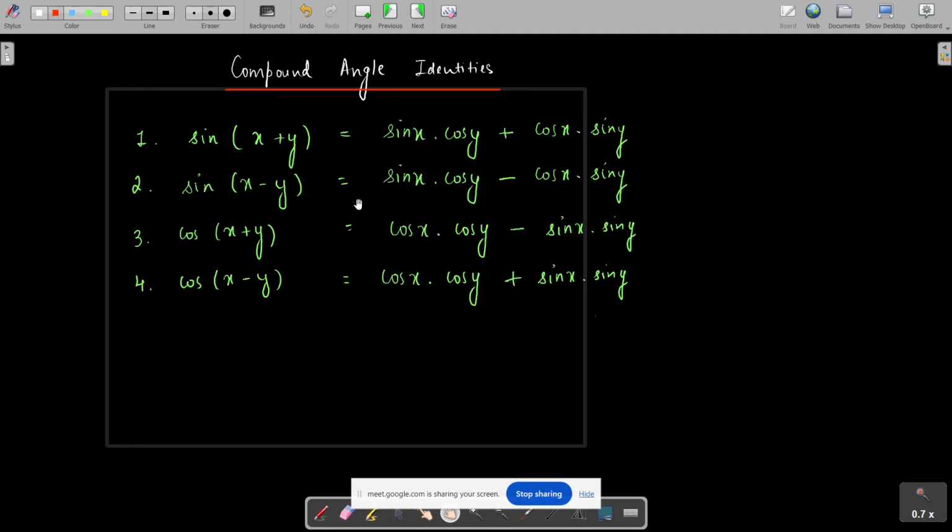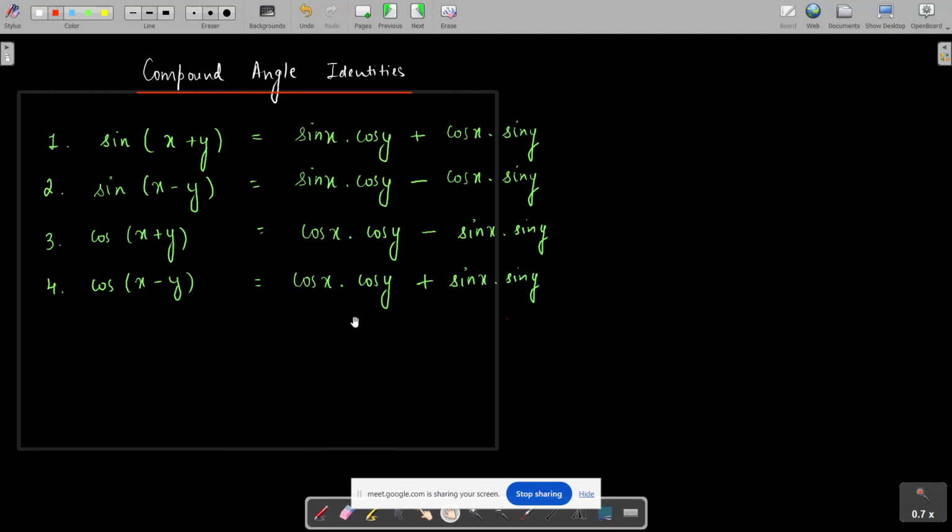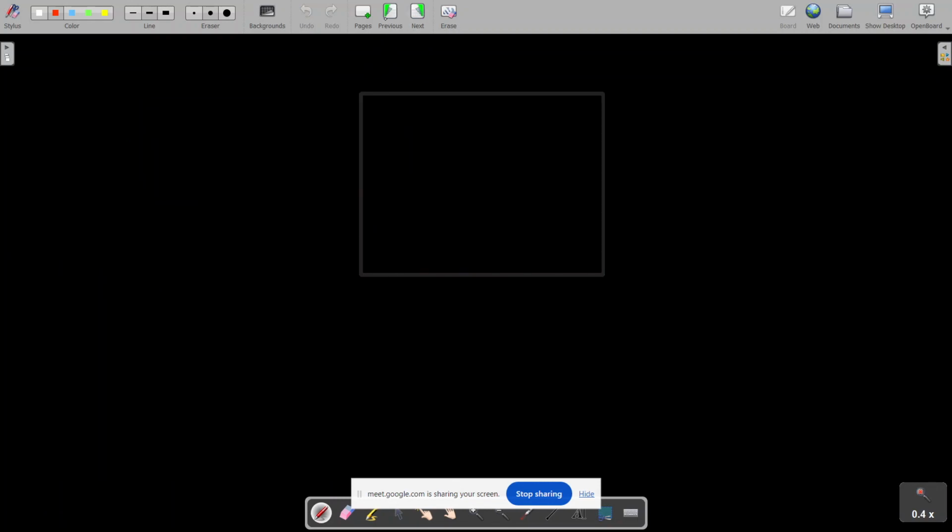We can do that. But right now, the reason I'm writing these identities is that I will be using them to prove the other identities that we have been using in our last couple of classes. Majorly I'm going to be using this one and this one. So if you remember, let me go to the next page.